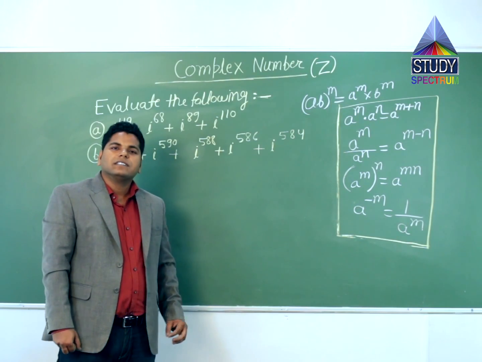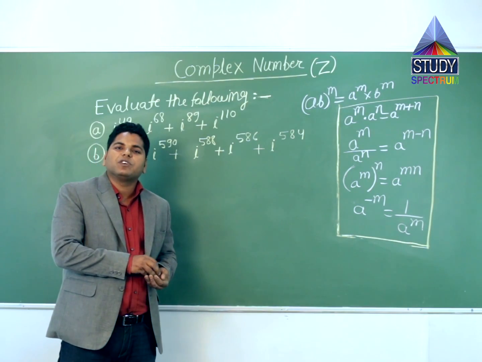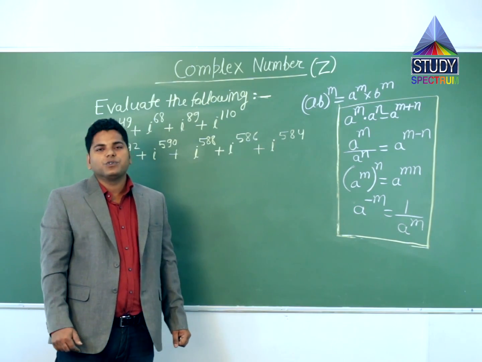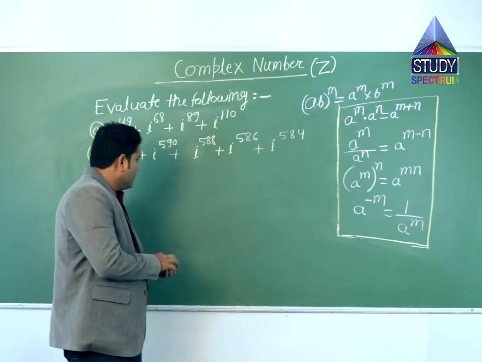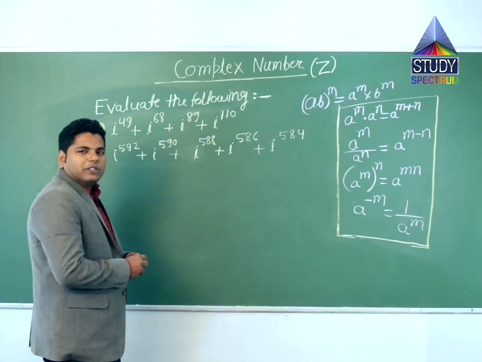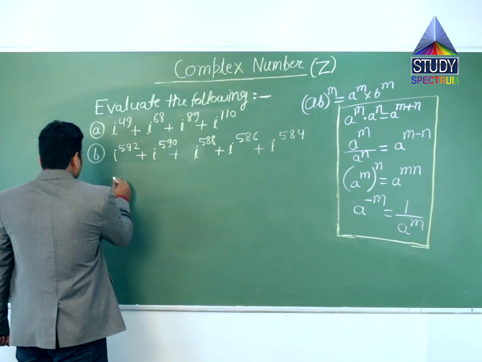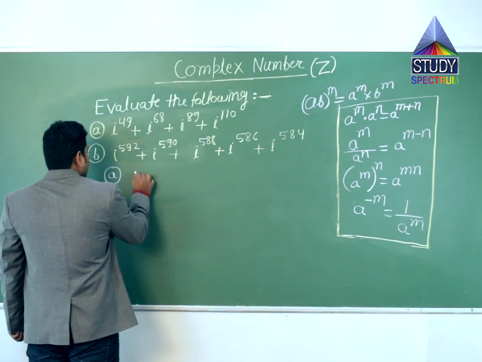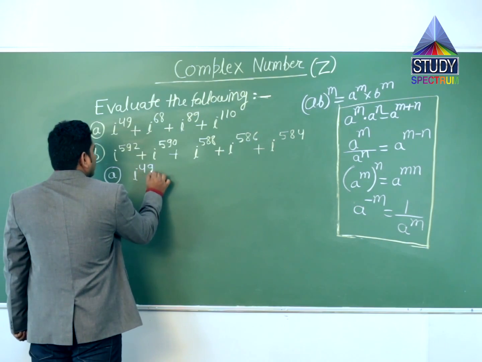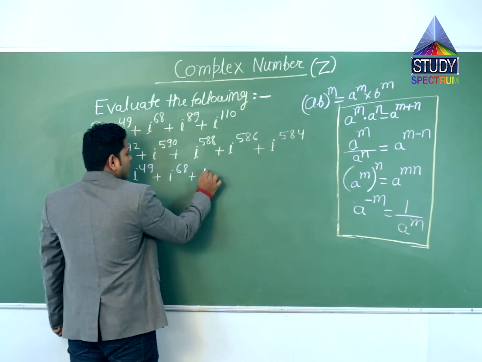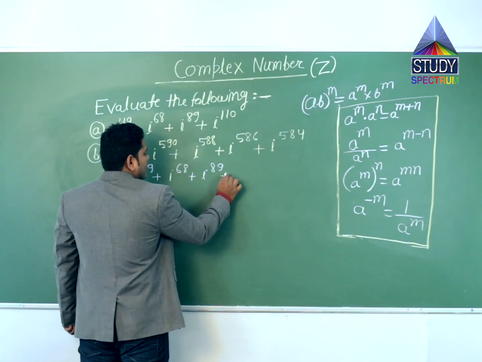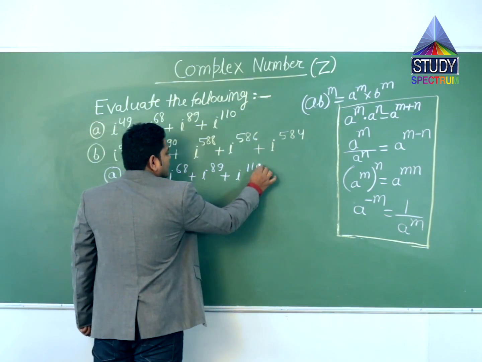Let us do some more problems based on the concept of iota i, which is root under minus 1 and i square equal to minus 1. Okay, so let's start with question number A, and question number A is i to the power 49 plus i to the power 68 plus i to the power 89 plus i to the power 110.